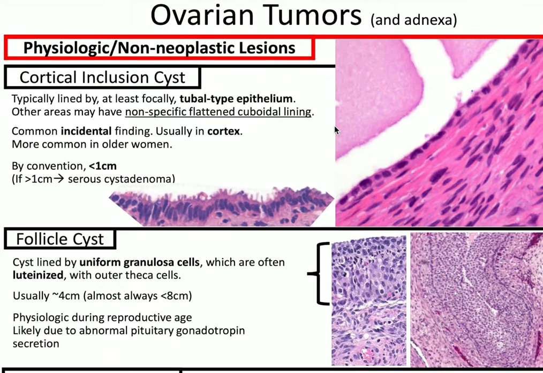Without further ado, let's talk about physiologic non-neoplastic lesions of the ovary. You have your cortical inclusion cysts. So you need at least focally tubal type epithelium. Other areas may have non-specific flattened cuboidal lining. It's commonly an incidental finding, usually in the cortex, and more common in older women. Size criteria-wise, it's less than 1 centimeter, and if it's greater than 1 centimeter, it's known as a serous cystadenoma. Same thing, different sizes.